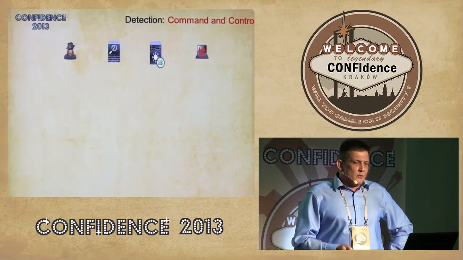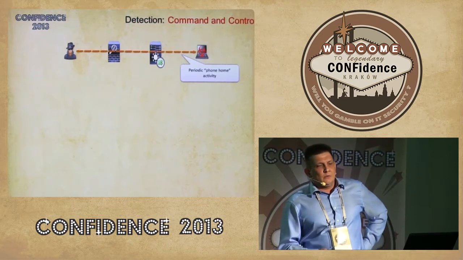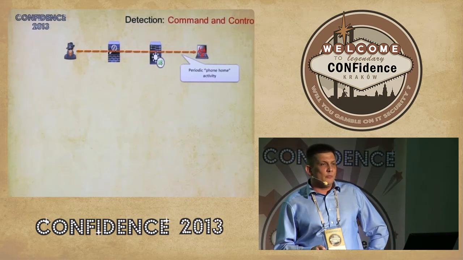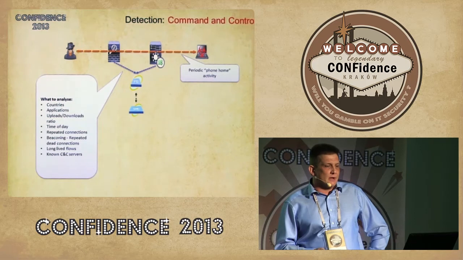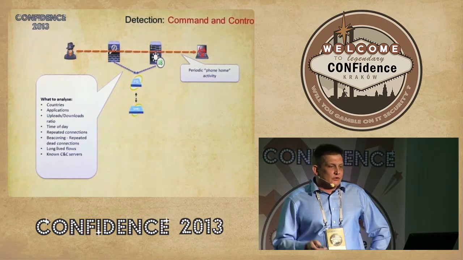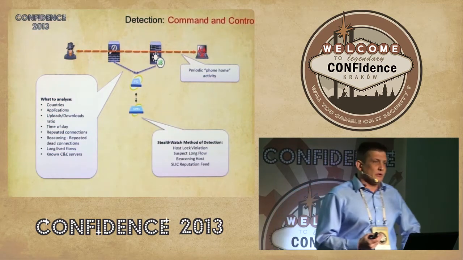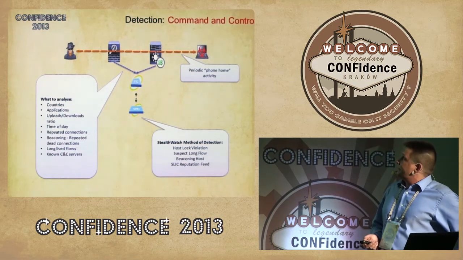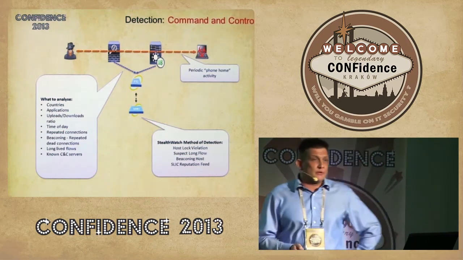The next part will be command and control. One thing you normally see is periodic phone home activity. Also there we have different things to analyze. Could be countries, could be time of day, could be long-lived flows, whatever. From that information we will have some methods of detection: suspect long flows, beaconing hosts, and reputation feeds.